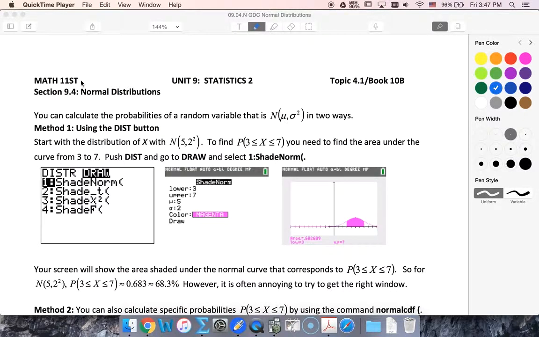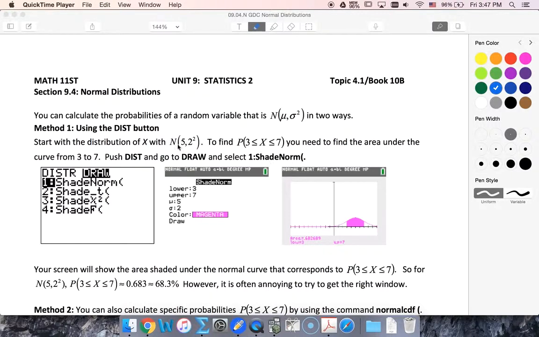So our calculator is really useful when we want to calculate normal distributions. And we can calculate our probability in two ways. We can either make a drawing of our normal distribution, or we can just calculate the value. So let's look at how we do this.